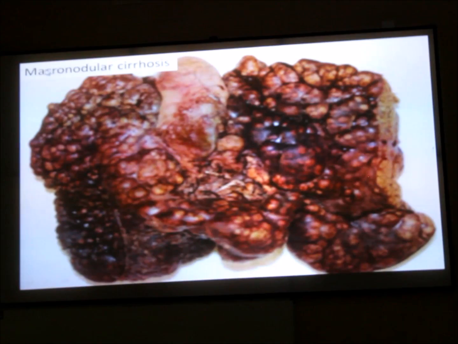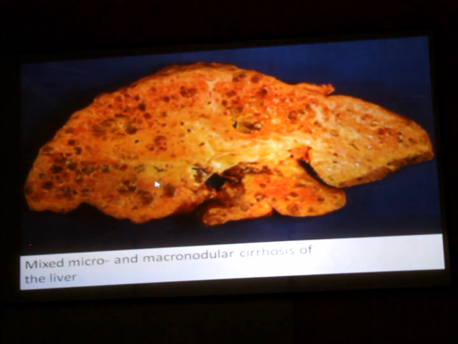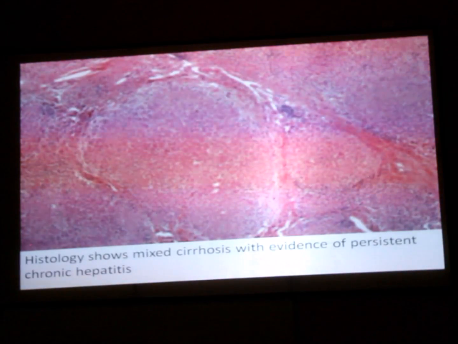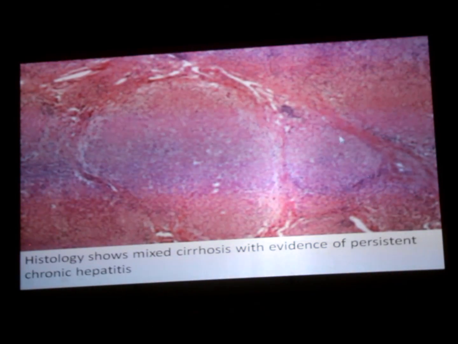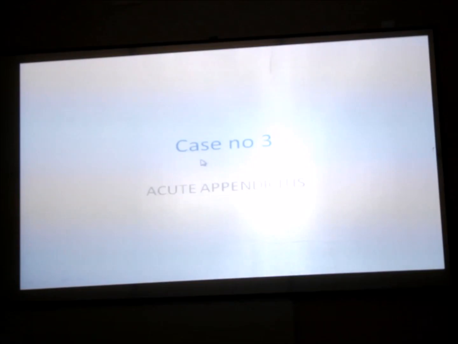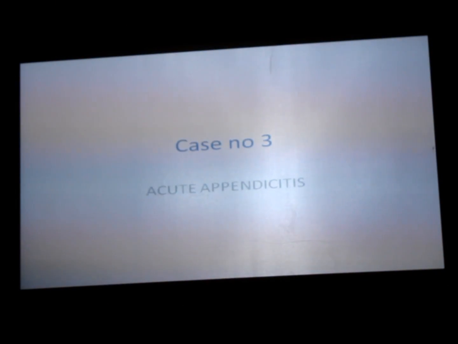This is another liver with big nodules, macronodular cirrhosis. If the size of the nodule is more than 3 millimeter, we call it macronodular. If it is smaller than 3 millimeter, it is micronodular. You see many nodules here. This is also cirrhosis of liver. Same slides. These are all regenerating nodules surrounded by collagen or fibrous septa.